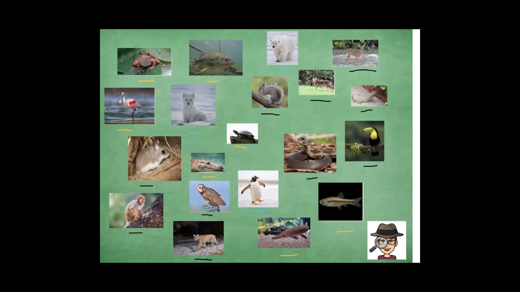All right, zoologists, get ready. We're going to count each group of animals. Woodland animals are underlined in black. Water animals are underlined in yellow. Arctic animals are underlined in blue. Pause the video and press start when you have completed your chart with the numbers this time instead of tally marks.